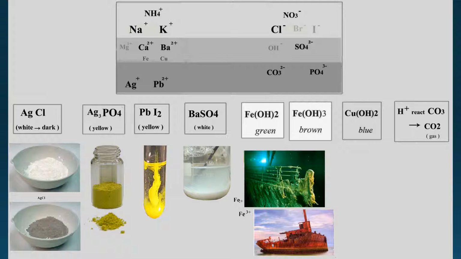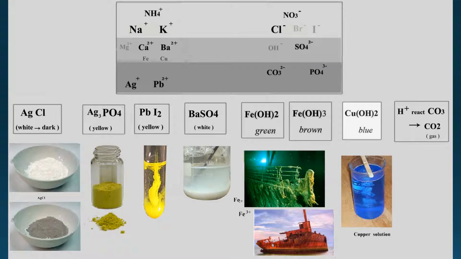Iron. Fe2+, a green color. If you watched Titanic, you see under the sea there is a green rust. Fe2+ is green. Fe3+ is brown. That's on the land where you see the rust. Fe3+ is brown.